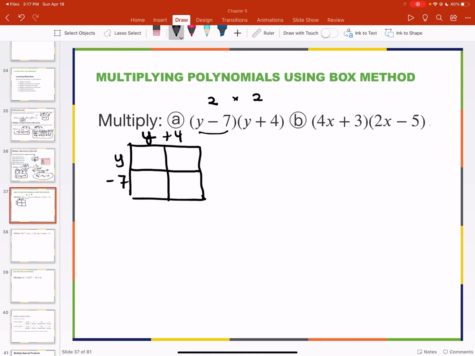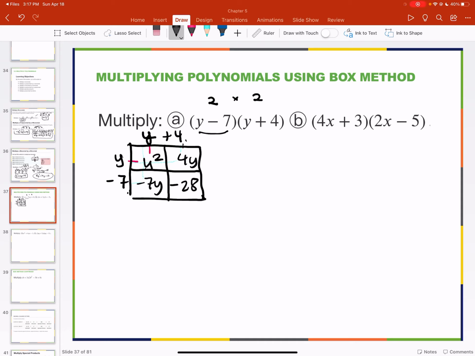And now that you've set up your box 2 by 2, each term belongs to a box. We're going to just take the product, like if it was a multiplication table. So y times y is y squared. Okay, and then you would have 4 times y, and that would be 4y. Then you have y times -7, which is -7y. And then 4 times -7 is -28.